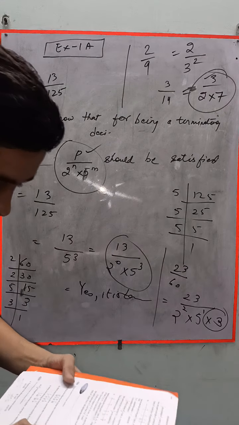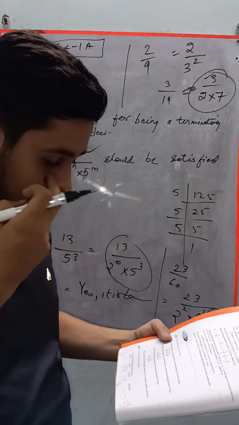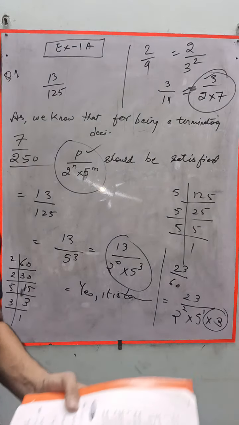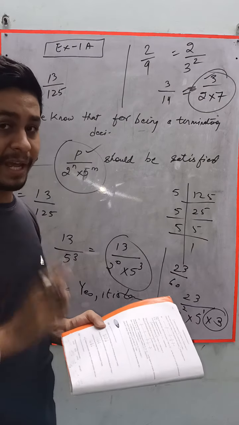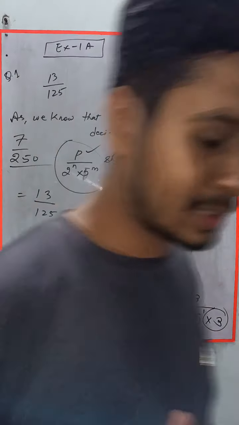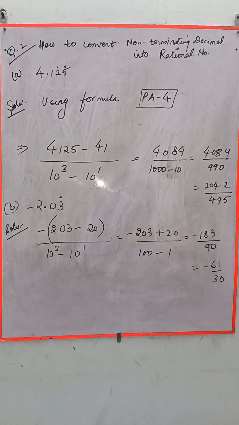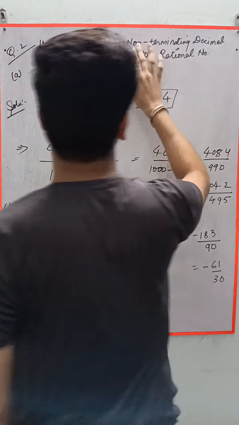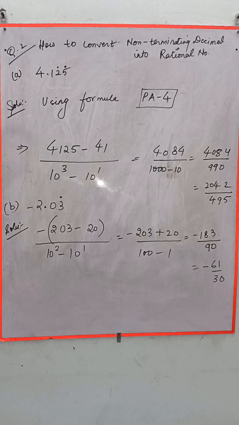Now question number second, express each of the following as rational number. Now we have to see this question. What concept we have to apply in this question, this is very important for you to know. So let's see. Question number 2, we have to start how to convert non-terminating decimal into rational number.